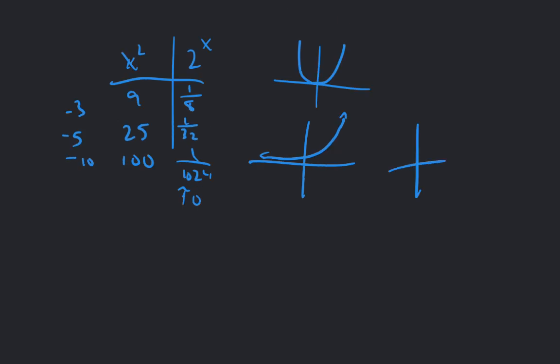Although this would be 2 to the x and 2 to the negative x. Two to the negative x would look something like this. It's just flipped around the y-axis.